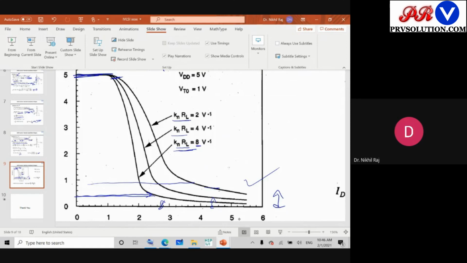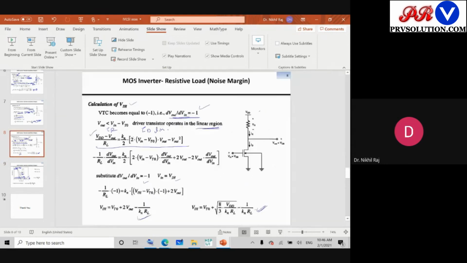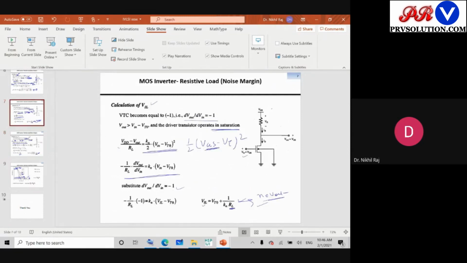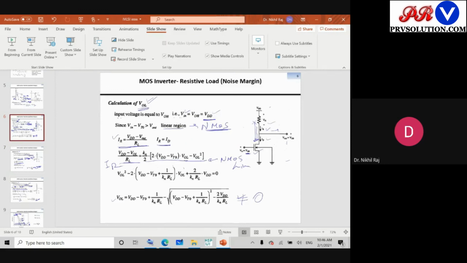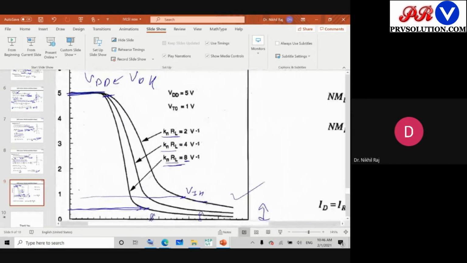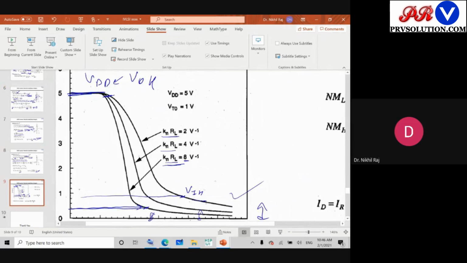And this is nothing but VIH, at this point is VIH. So we can check the VIL or VIH expression, which is a function of KnRL. If you go for the VIL expression, you see, if KnRL is less, what will happen? My VIL value will be high. And if KnRL is high, my VIL value will decrease. So from here we can conclude, if I make KnRL high, I can go towards the ideal inverter case.